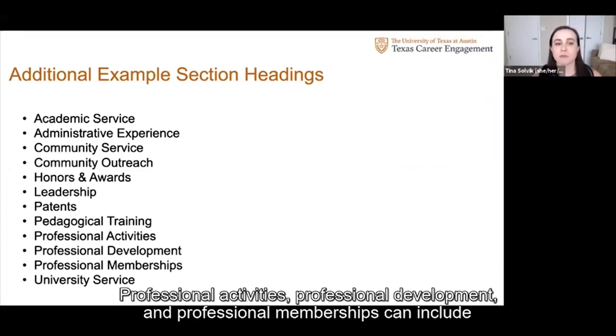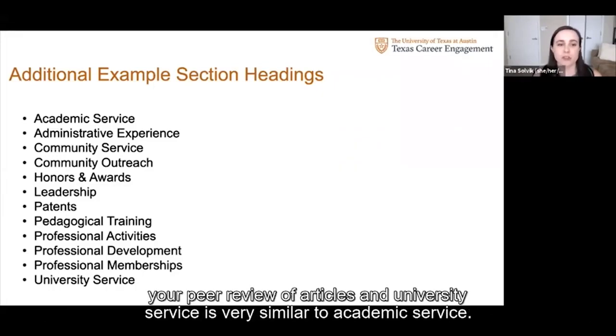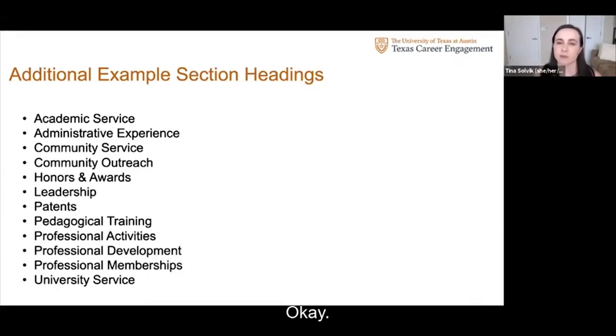Professional activities, professional development, and professional memberships can include your membership to different academic societies, your involvement in them, your peer review of articles, and university service is very similar to academic service. A lot of these sections are somewhat interchangeable. They just have different names.